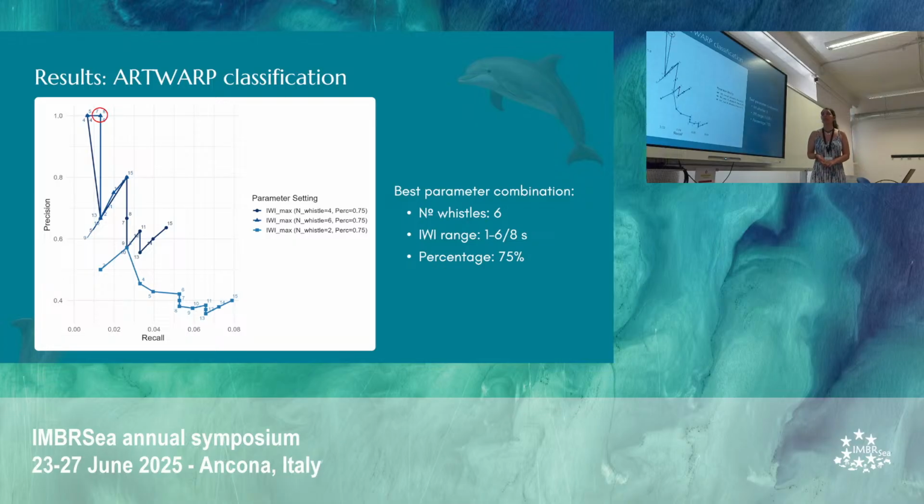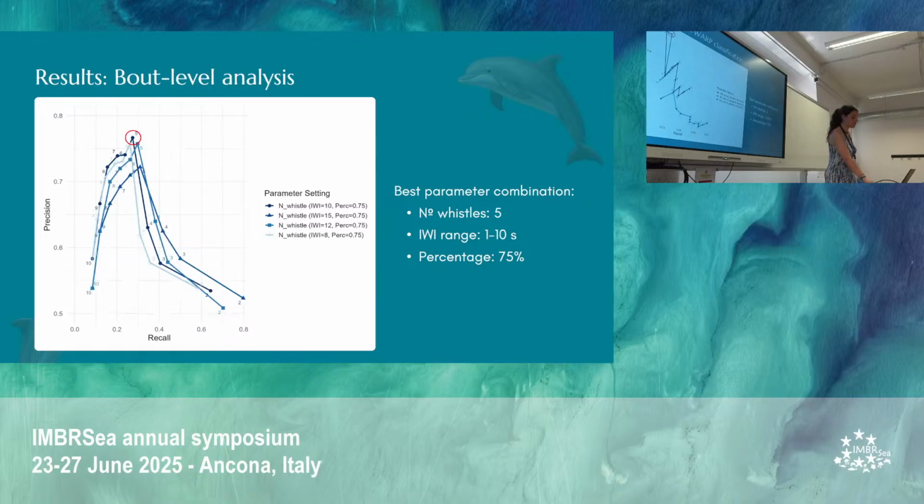Then, for the automated classification, we had different results, of course, and it's very important to see that the recall is actually very, very low, extremely low. However, the best parameter combinations that we had in this setting were a minimum number of whistles of 6, with an inter-whistle interval range between 1 and 6 to 8 seconds, since they are all clustered there, and the percentage of 75% of the inter-whistle interval in this range.